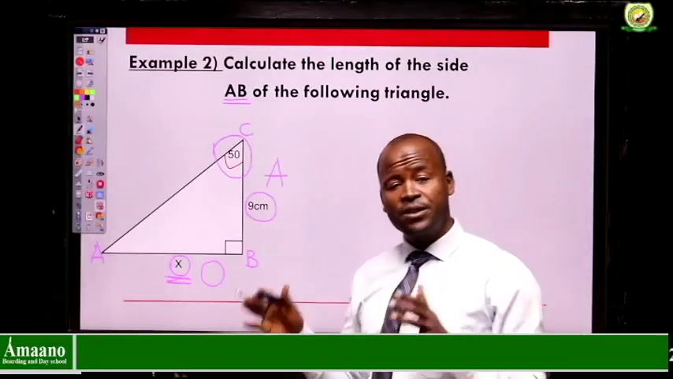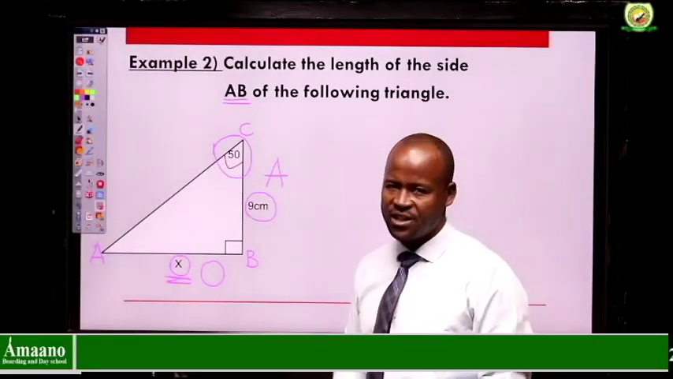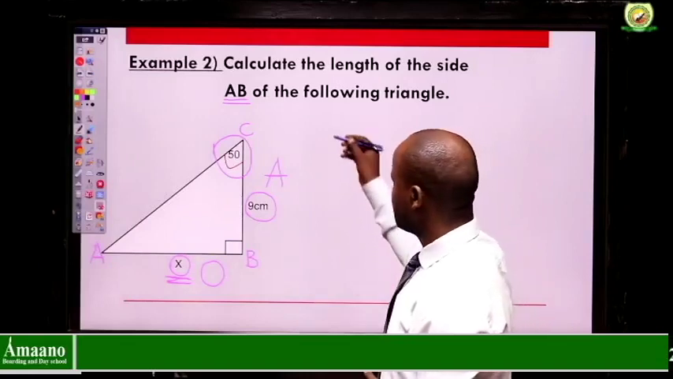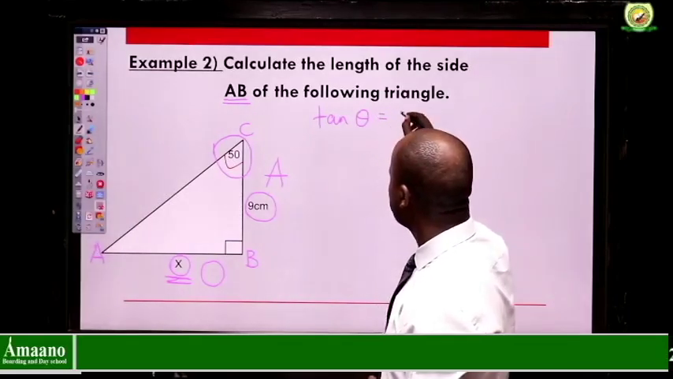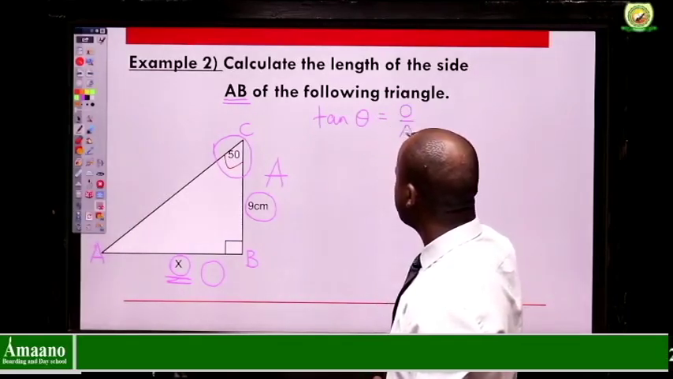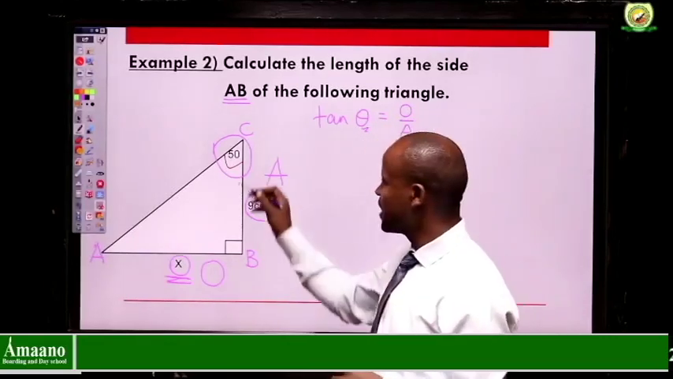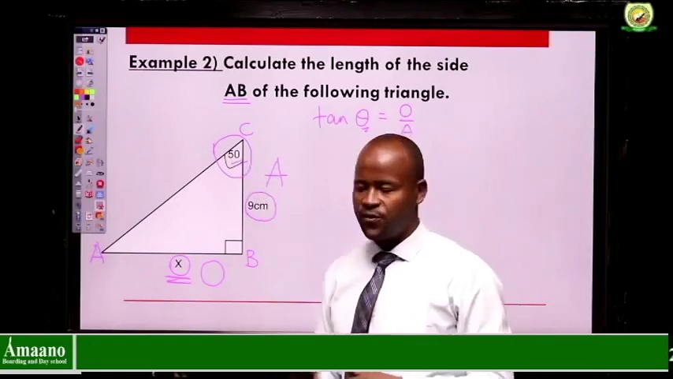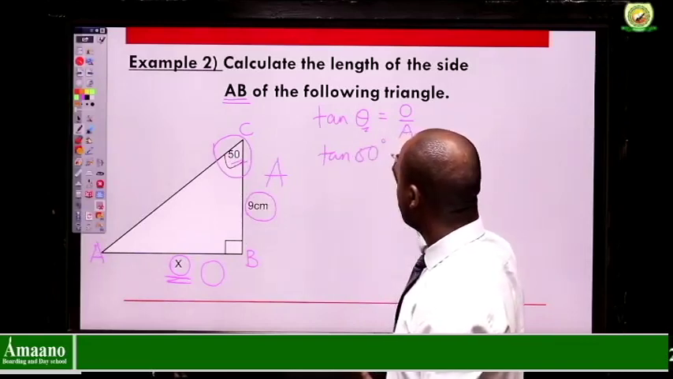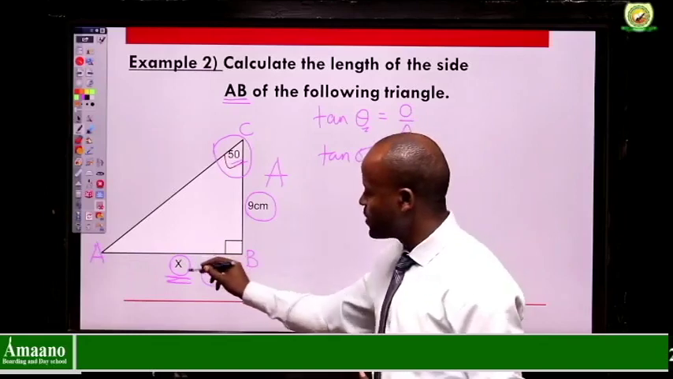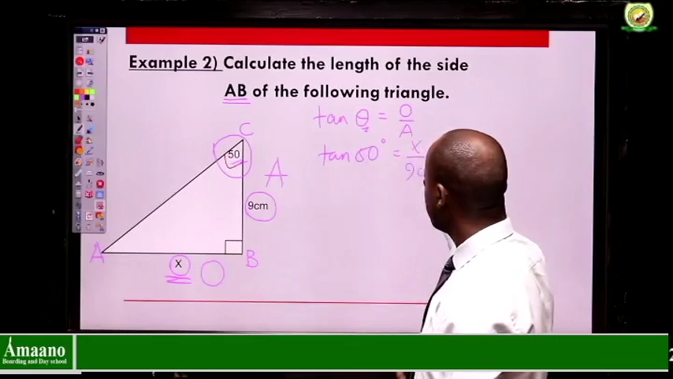Now from those three trigonometric ratios, which trigonometric ratio uses opposite and adjacent? That is tangent. Tan of theta is defined by opposite divided by adjacent. What is theta? Theta means the given angle, the angle whose degree measure is 50 degrees. So we have tan of 50 degrees is equal to opposite, the opposite here is x, divided by adjacent, the adjacent is 9 centimeters.